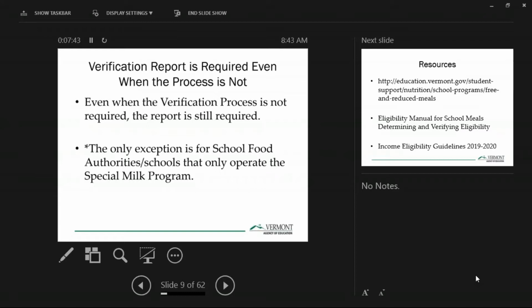The only exception for completing the verification report is for school food authorities or schools that only participate in the special milk program. And again, this is really a handful of folks in the state that have opted not to offer their students the benefits of a school breakfast or a school lunch and only to participate in the special milk program.